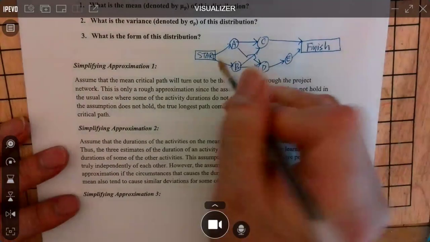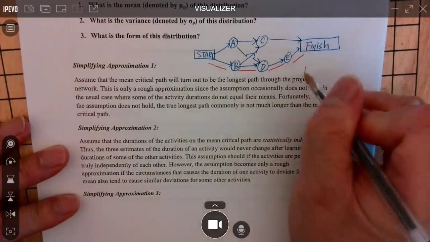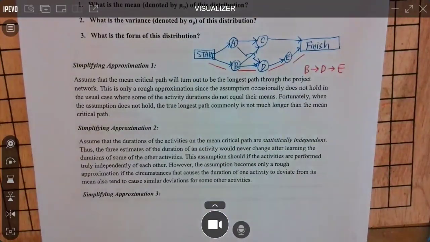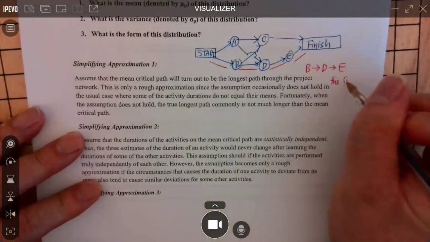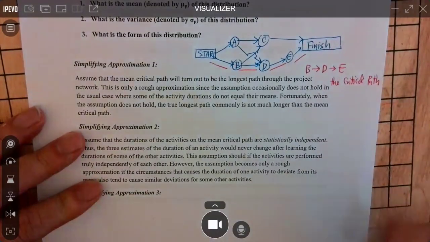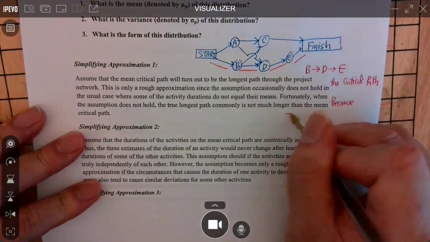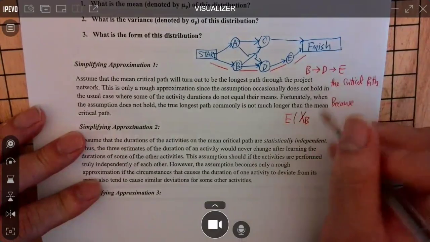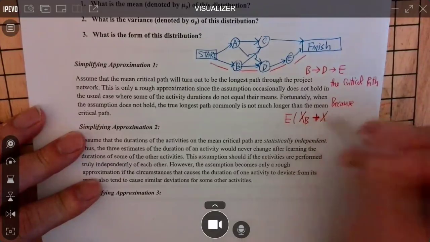Okay? We know this is what? In our example, we know B to D to E is a critical path. It is a critical path because the expected value of xb to xd, let me use what? Let me use addition, okay?